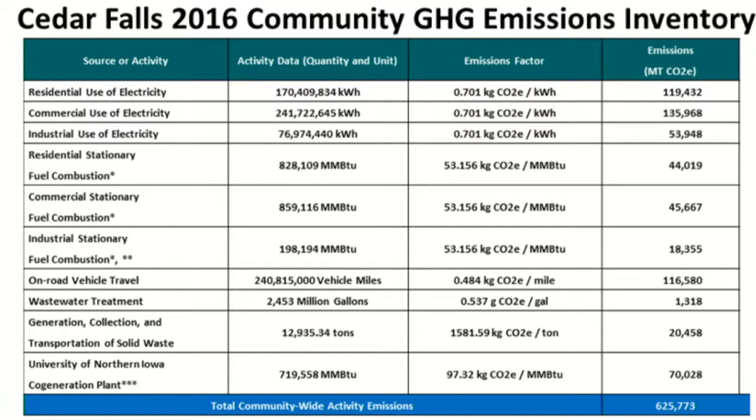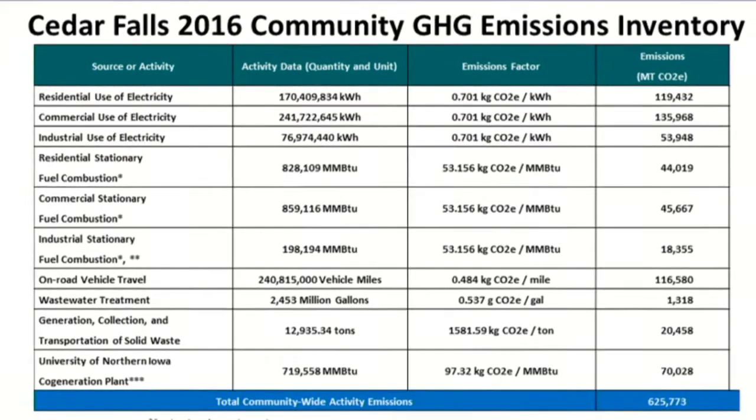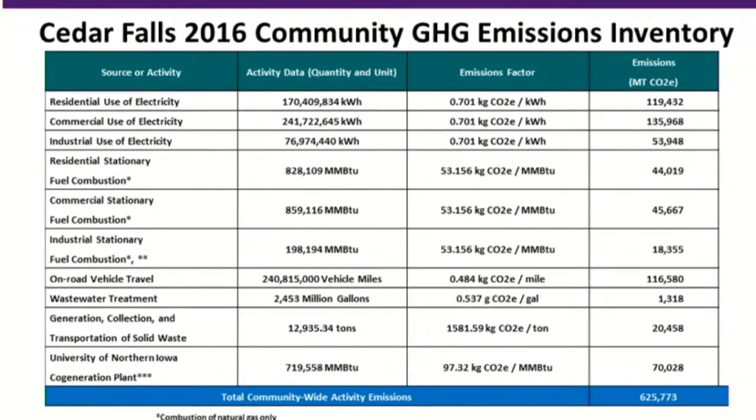It totals up to around 626,000 metric tons of carbon dioxide equivalent in that year 2016. I just want to point out that the unit there, this may be getting into the weeds a little bit, is carbon dioxide equivalent. That's the standard way of reporting greenhouse gas emissions, because we have several different greenhouse gases. Carbon dioxide is one, it's the most common and most prevalent, but there are other gases that have to be converted into their equivalent in carbon dioxide.